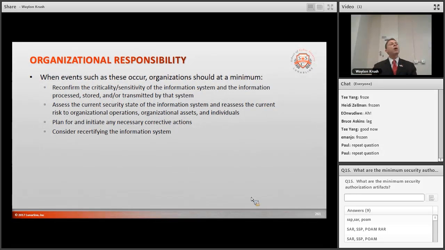So that's why the change control board is so important, along with that individual or organization of individuals that understand security impact. When such events occur, we reconfirm criticality and sensitivity, we assess the current security state of the information system, we plan to initiate any necessary corrective actions, and consider recertifying the information system.